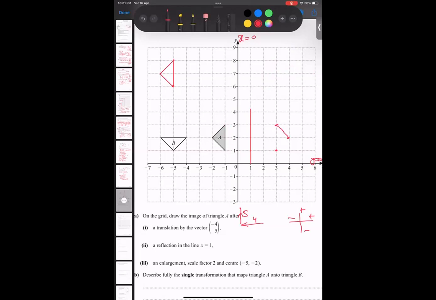So this is my answer for reflection. This is x equals 1. Now he's asking for enlargement, scale factor 2, and center -5, -2. Where is -5, -2? -5 is here, and negative y is here. So the point meets here. This is the point -5, -2. I have to enlarge triangle A using this.